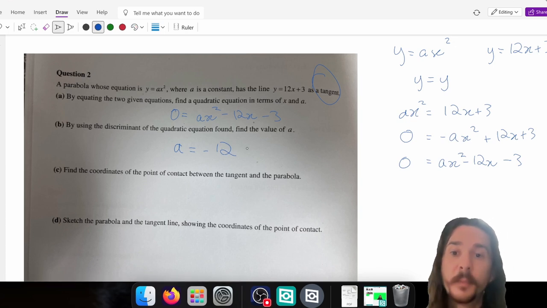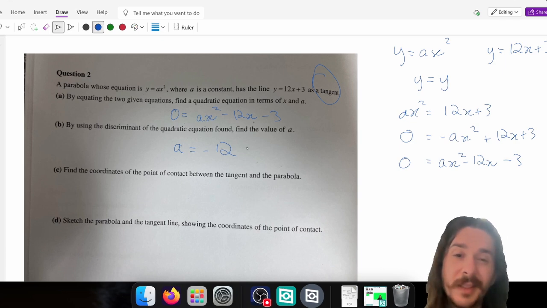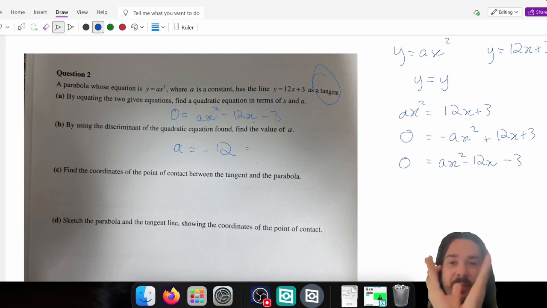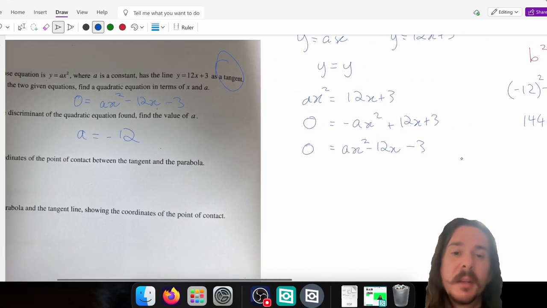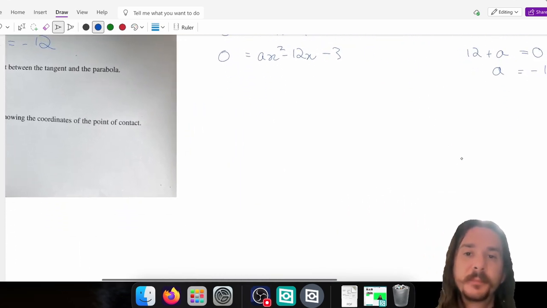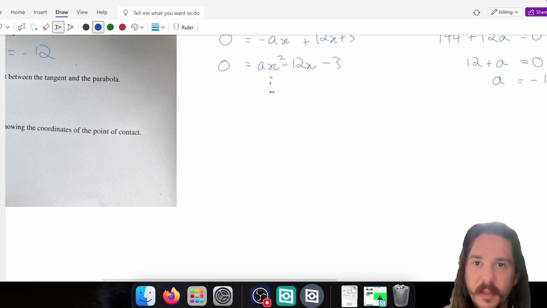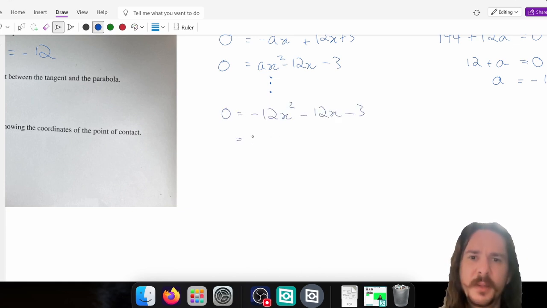Find the coordinates of the point of contact between the tangent and the parabola. Okay, so what this is actually asking you to do, so we know the value of a. That's basically telling us the steepness of the parabola. I think we're just plugging it in here and we're solving for x. So we just put a dot, dot, dot so we can see that something has happened. 0 equals negative 12x squared minus 12x minus 3. I'm going to divide everything by negative 3. So we have 4x squared plus 4x plus 1.